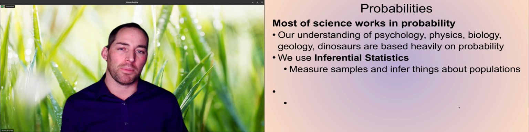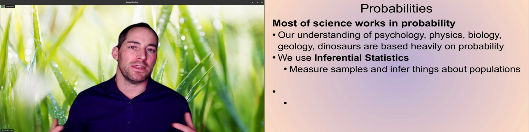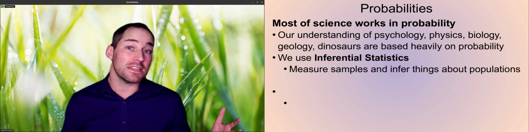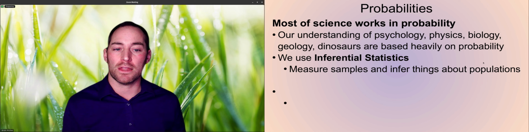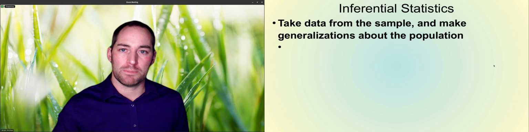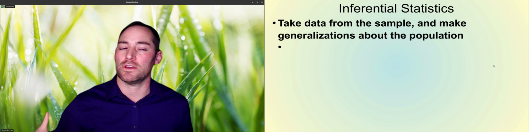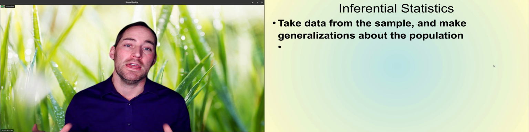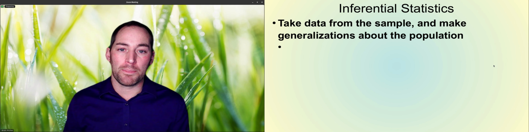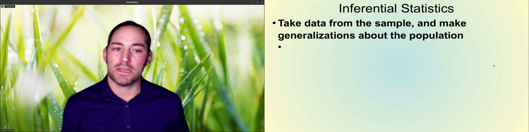We take our sample, we do, let's say, a survey or an experiment, and we hopefully have enough people in the sample that we can say something about the population at large. So take data from the sample, you bring your sample in, you have them do your study, your experiment, your survey, you get your correlations, you get your results, and based on your results from your sample, you infer, you make generalizations about the population.